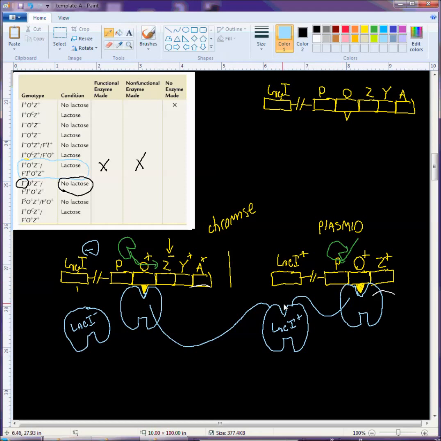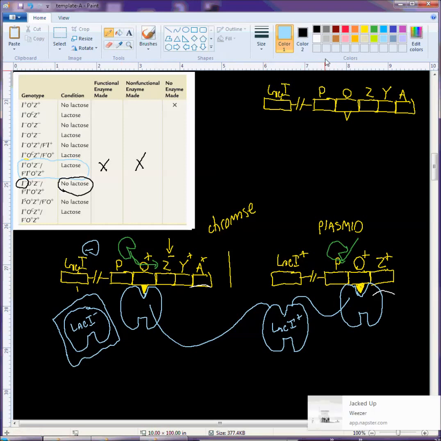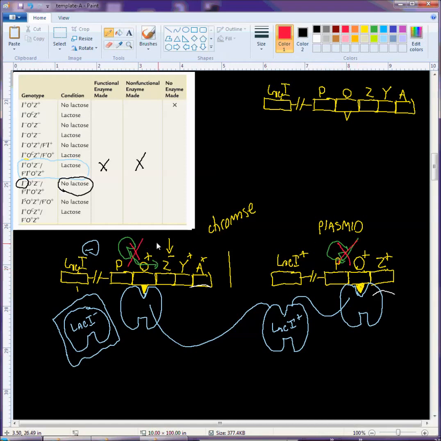There's no lactose, so it's going to be bound. This doesn't matter. The mutated lac-I can't bind to either one because the operator binding site is mutated. However, this one is always going to be bound, and as a result, the polymerase is going to be blocked in both cases. So this one will not be transcribed, and this one will not be transcribed, so neither will be made. So no enzyme made for this one.